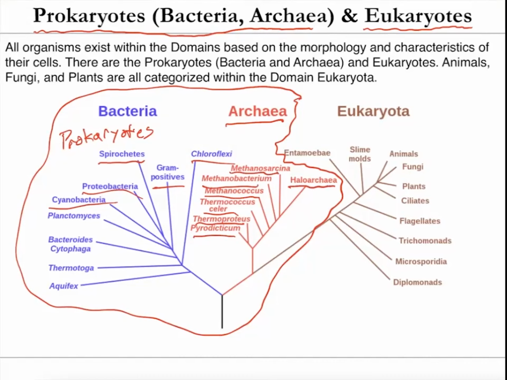But they're known because they were first found living in very extreme environments, like hot springs and high salt environments. But they're actually ubiquitous in the environment, and they may actually be the most numerous cells on the planet. But anyway, so there's bacteria and archaea. Those are the prokaryotes. And then we have the eukaryotes, and that includes animals, fungi, and plants.